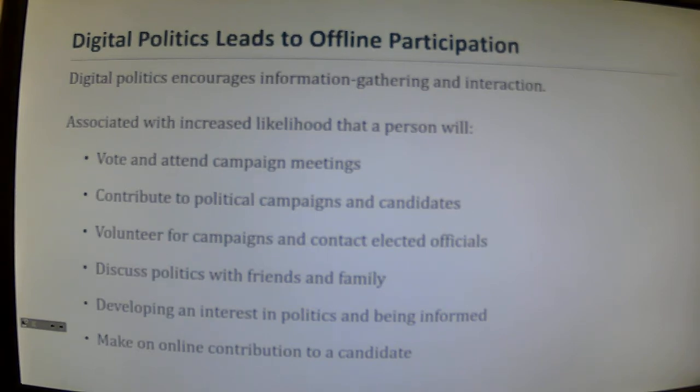Offline participation, this is actually attending meetings and voting and working with candidates and volunteering on campaigns and doing all sorts of things like that.